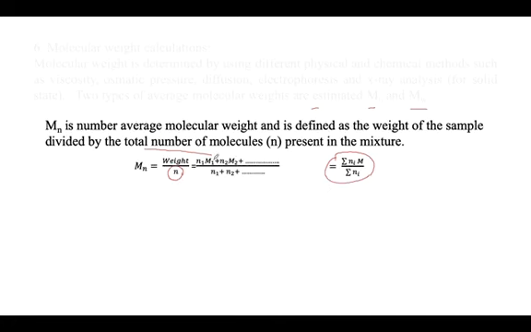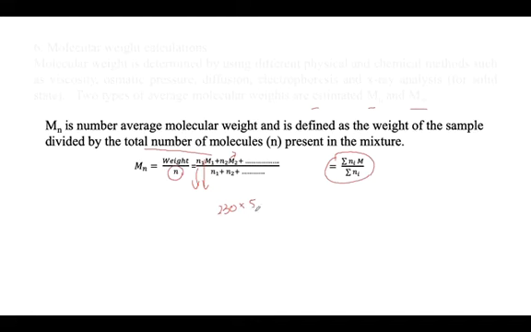Here N1 is the number of molecules having molecular weight M1, and N2 is the number of molecules having molecular weight M2. So we are calculating the total molecular weight. Suppose we have a molecular weight of 230, and we have 5 molecules having that weight.